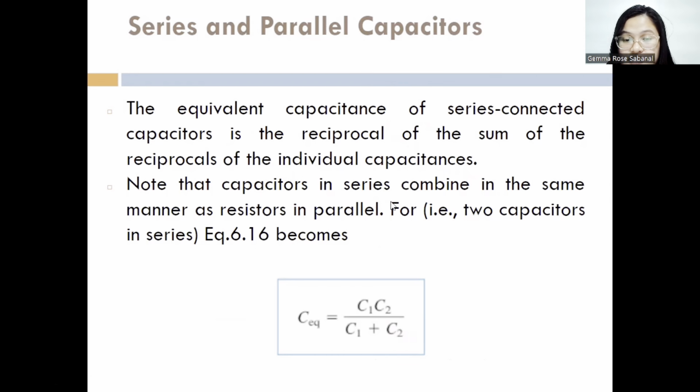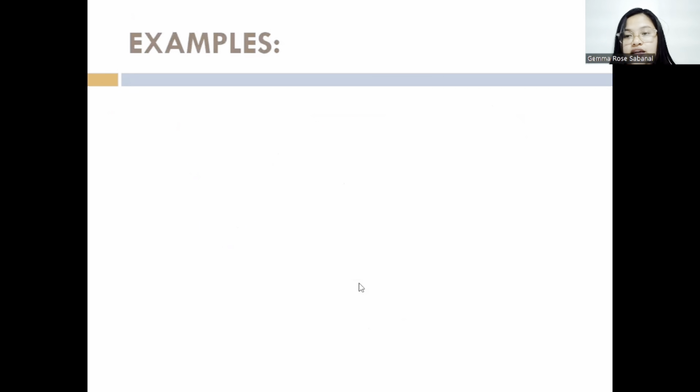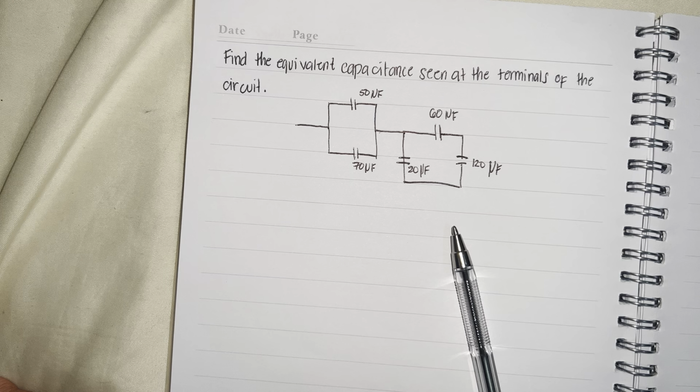Note that the capacitors in series combine in the same manner as the resistors in parallel. For example, for two capacitors in series, we could get this formula: C equivalent is equal to C1 C2 over C1 plus C2. And now examples of the series and parallel connection.